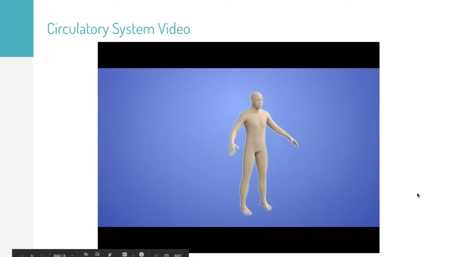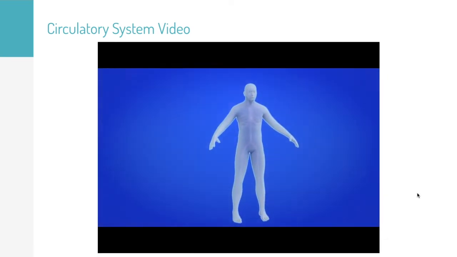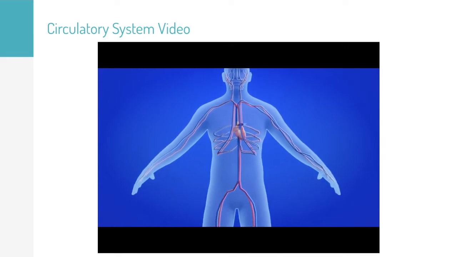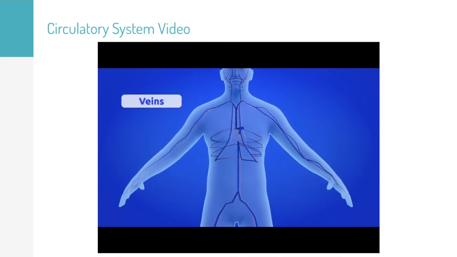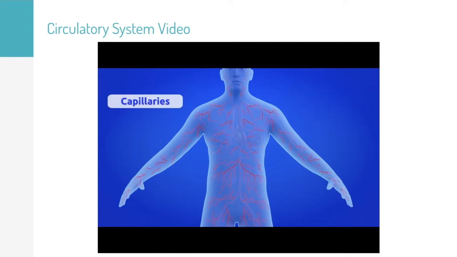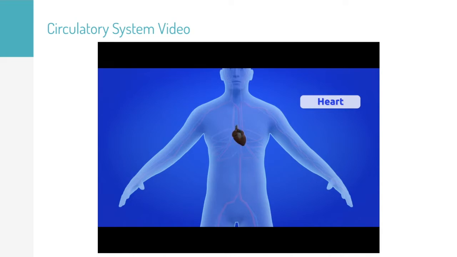The circulatory system transports nutrients and oxygen through the whole body, thanks to blood through our veins, arteries, capillaries, and the heart, which is the main organ in this system.